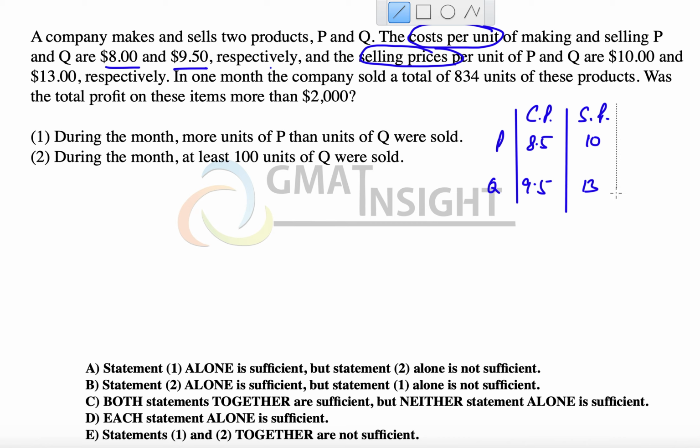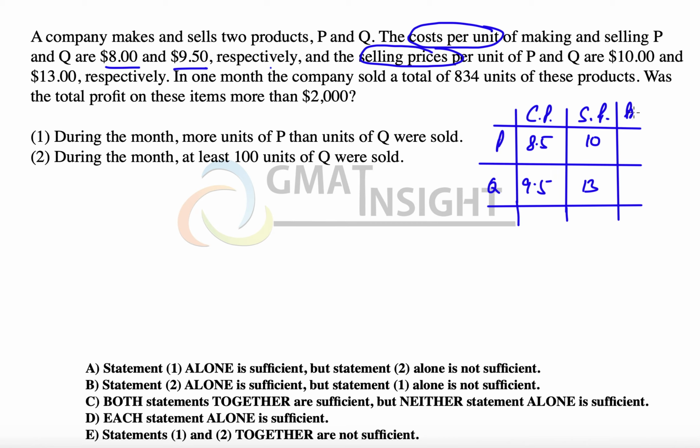Now the question is simply asking that if 834 units of these two are sold in total, was the total profit on these items more than $2,000? That means the profit on P should be equal to 10 minus 8.5, which is equal to $1.5, and here 13 minus 9.5, which is equal to $3.5. So here we have the profit.